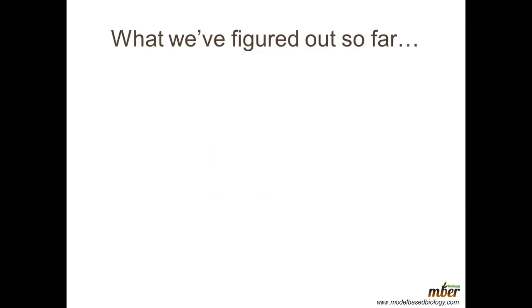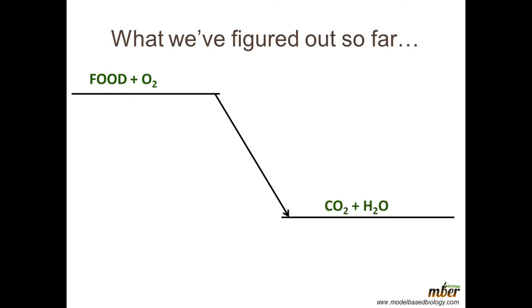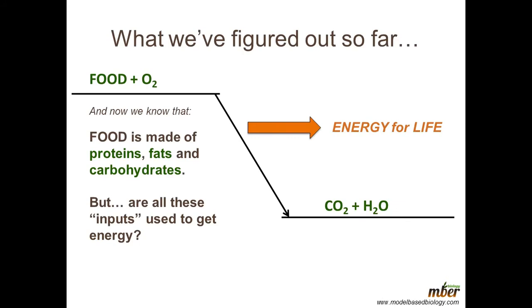What have we figured out so far? Food and oxygen, when you combine them, there's a drop in energy, and that becomes carbon dioxide and water. Energy, in the process of having it broken down, comes out of that equation as well.